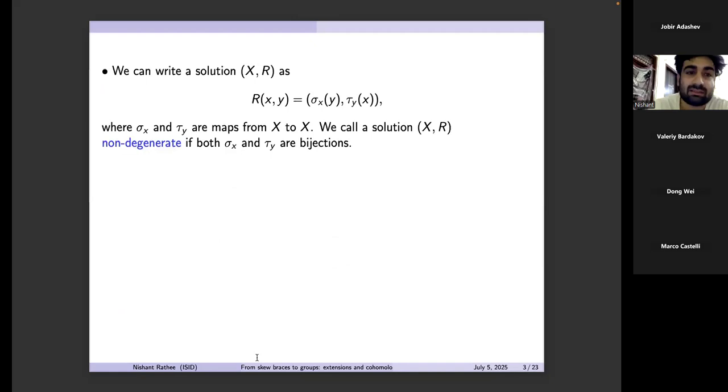So let us define what we mean by a non-degenerate solution. When you have a map from X square to X square, you can always decompose it in the form of coordinate maps. You can write R of xy as sigma x comma tau y, where sigma x and tau y are maps from X to X. If these coordinate maps are also bijections, then we call the solution non-degenerate.